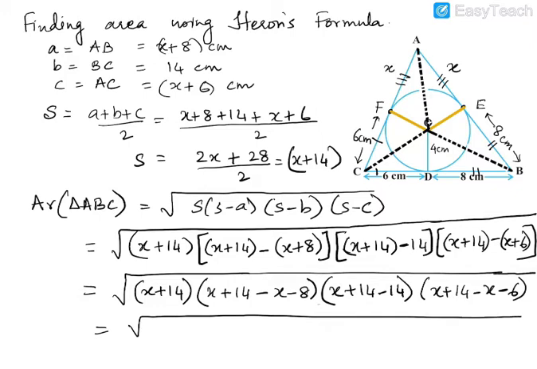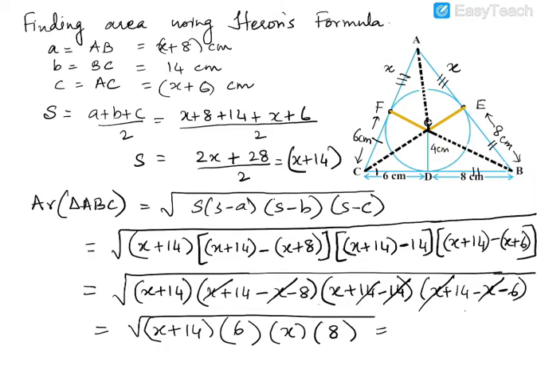So we get square root of x plus 14 in brackets. In the second term, x and x get cancelled. 14 minus 8 will be 6. In the third term, 14 minus 14 becomes 0, so you are left with x. And in the last term, x minus x becomes 0, and 14 minus 6 gives us 8.